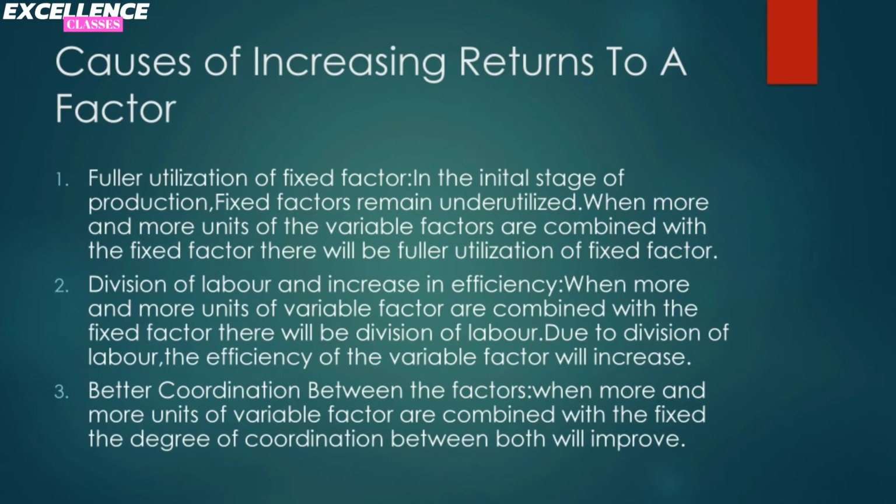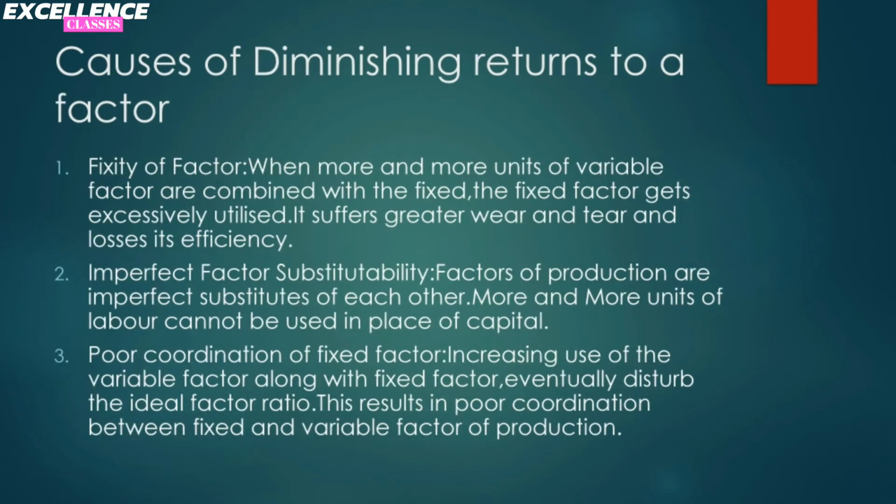So these are the reasons behind the increasing returns to a factor, when MP increases and TP also increases but at an increasing rate. Now on the other hand, there are also 3 reasons behind the diminishing returns to a factor, where MP decreases but TP increases at a diminishing rate. So these causes are, first one is fixity of factor, second one is imperfect factor substitutability, and the third one is poor coordination between the factors of production.